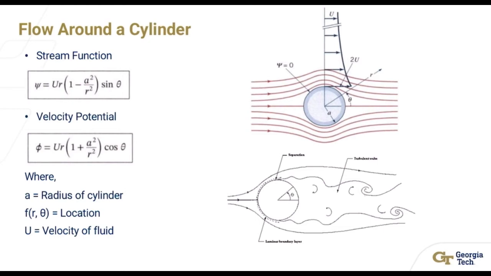Potential theory does not predict the separation of the flow from the surface of the cylinder, so in real life we're expecting to see a turbulent wake that occurs after the fluid passes over the cylinder, which is an example of potential flow just being an idealized model.